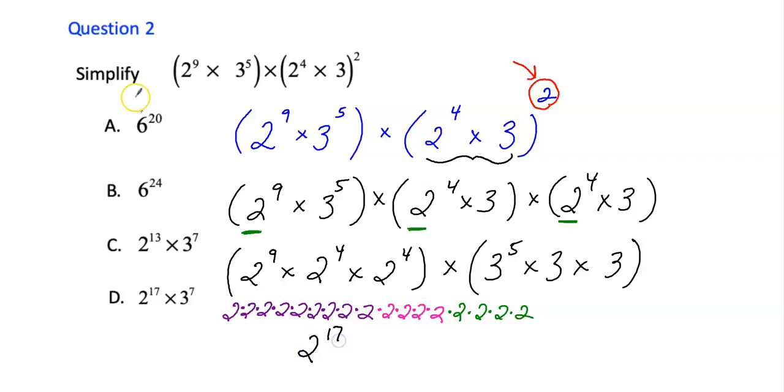But that takes forever. I don't want to do that. You should notice that I can just add the exponents. And I'll get this 17. 9 plus 4 is 13. 13 plus 4 is 17. So let's just do it that way.